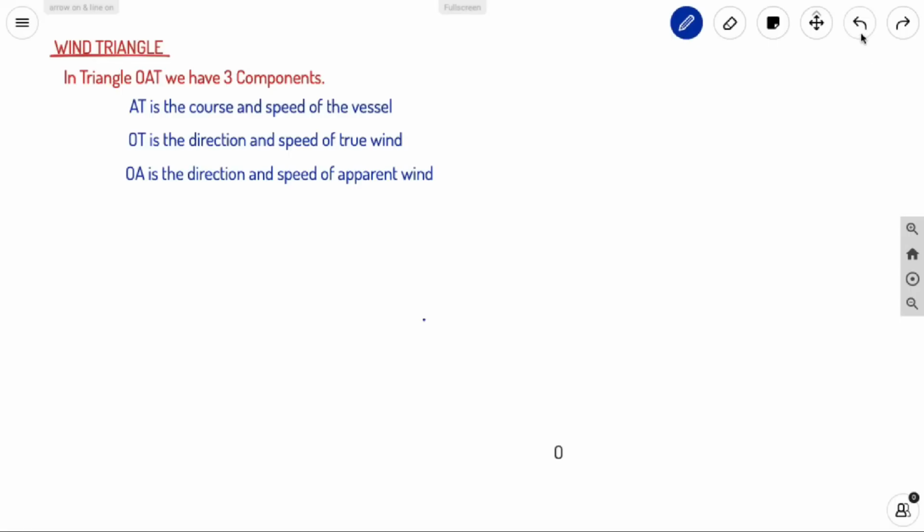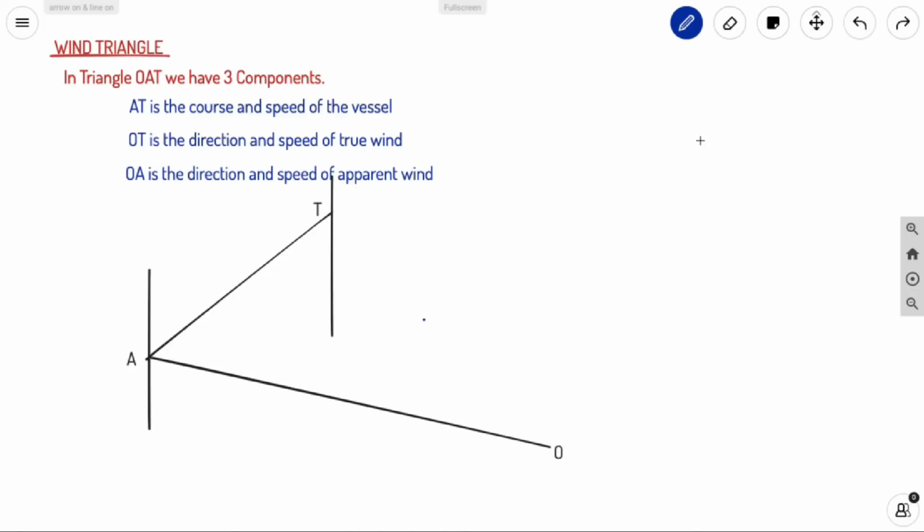So let's draw our triangle now. Suppose this is point A, it's always the first point that you draw in case of a wind triangle, and we know from A to T is the course and speed of vessel. Suppose it was a course of 045, more like this. So we can say this was T. So this is our triangle A to T, and we know O to A is your apparent wind. If you know the speed and direction of O to A, we can draw that, and O to T is always your true wind.